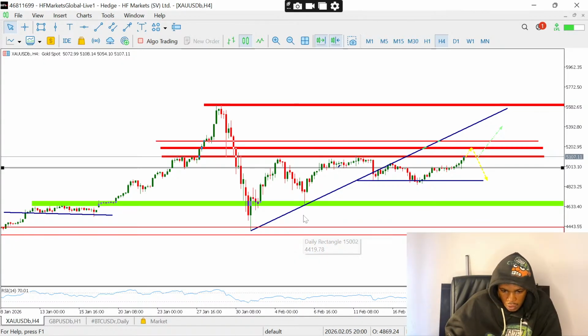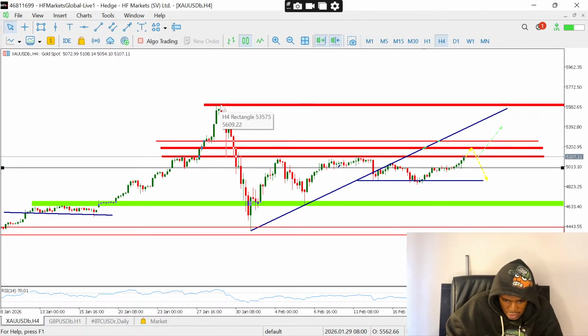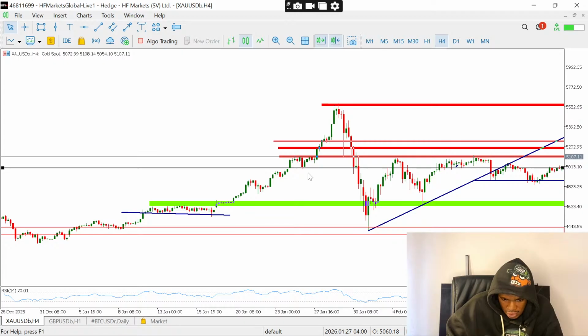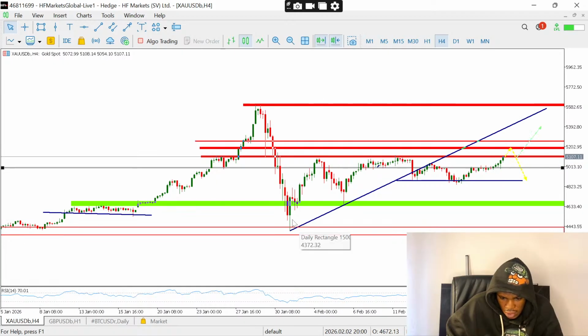So as you can see, looking at the market structure, this move to the downside here is a retracement, and immediately the market touched this support area right here. The market started moving to the upside, which you can see right here. Immediately the market started going up.